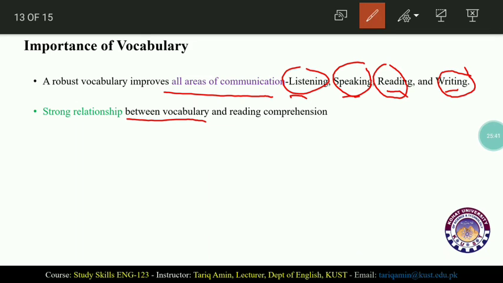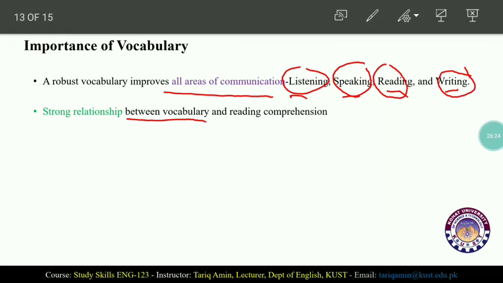So words are very much important for listening, speaking, reading, and writing. Once you develop your extensive vocabulary, it would help you in listening, speaking, reading, and writing. It would improve all areas of communication. It would improve all your language skills. First of all, as English language learners, we need to improve our vocabulary. We need to build our vocabulary. We need to enhance our vocabulary. Once we enhance our vocabulary, all language skills and all areas of communication would be improved with the help of vocabulary.